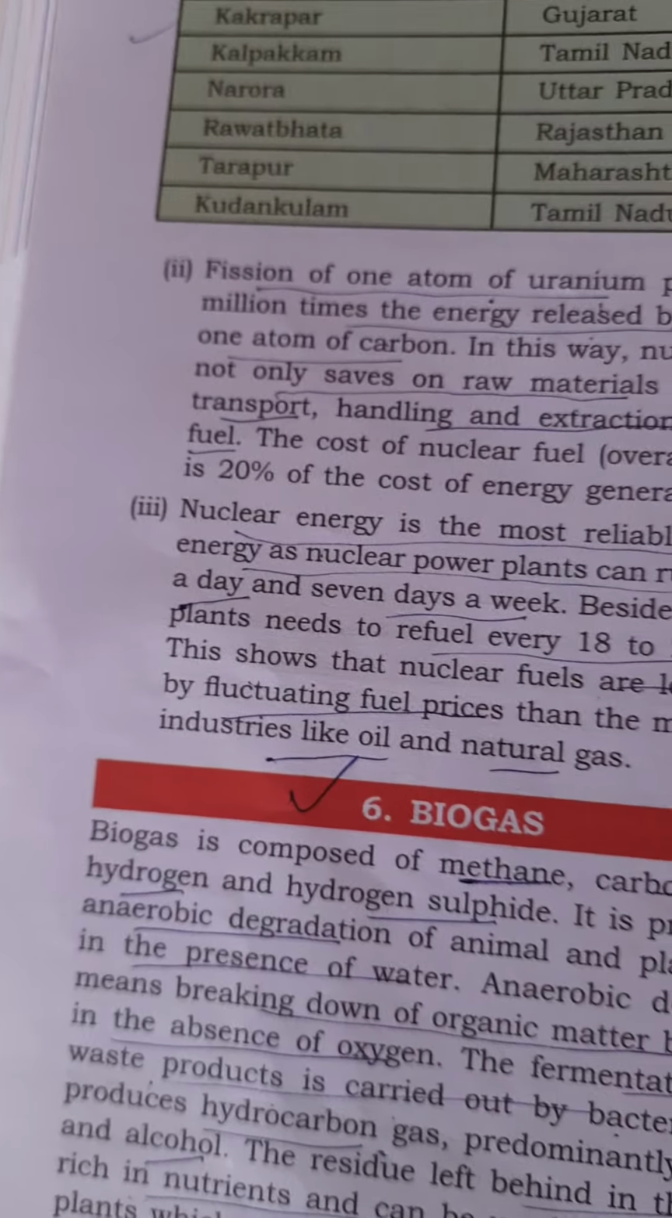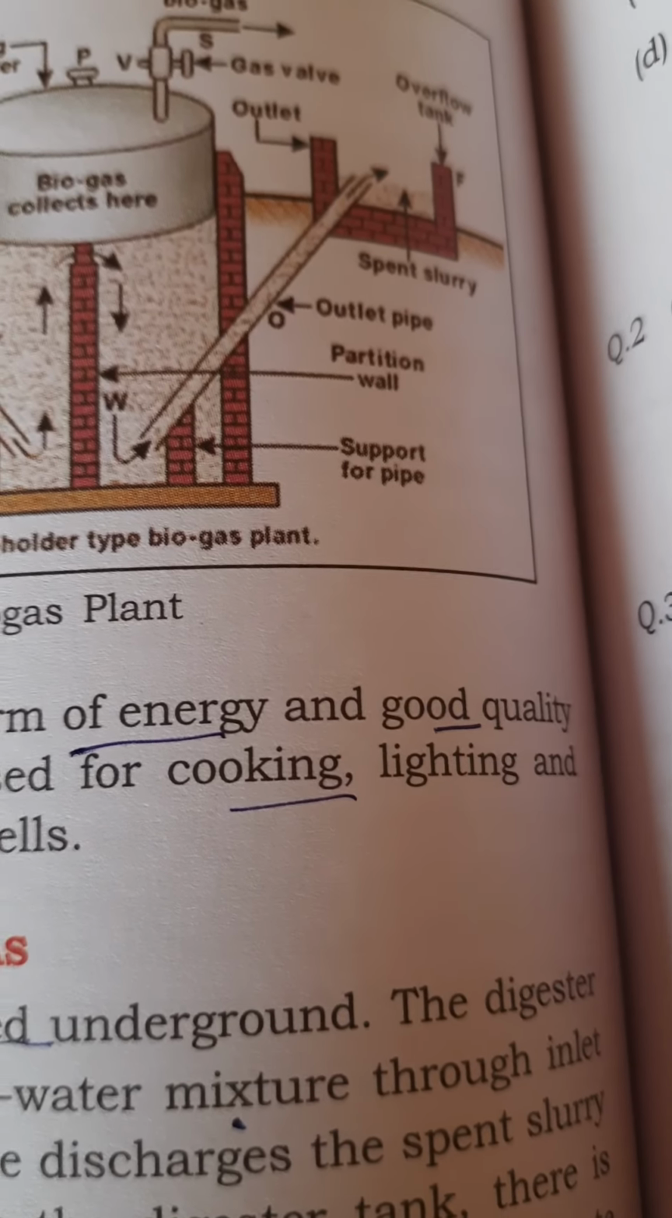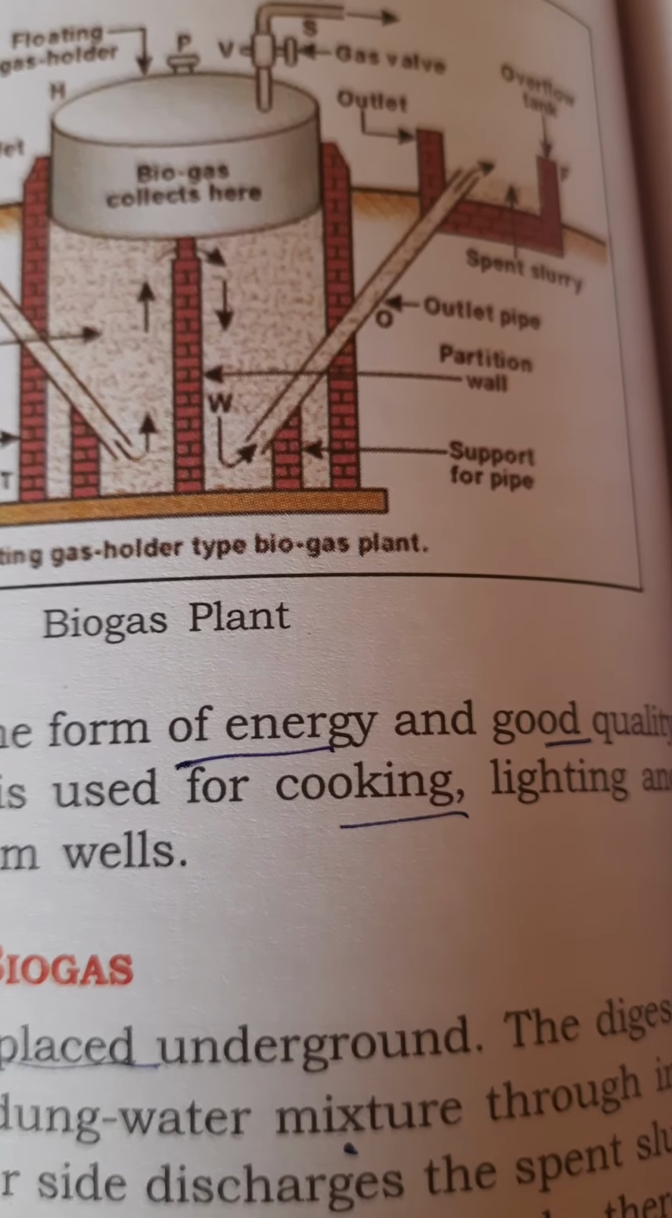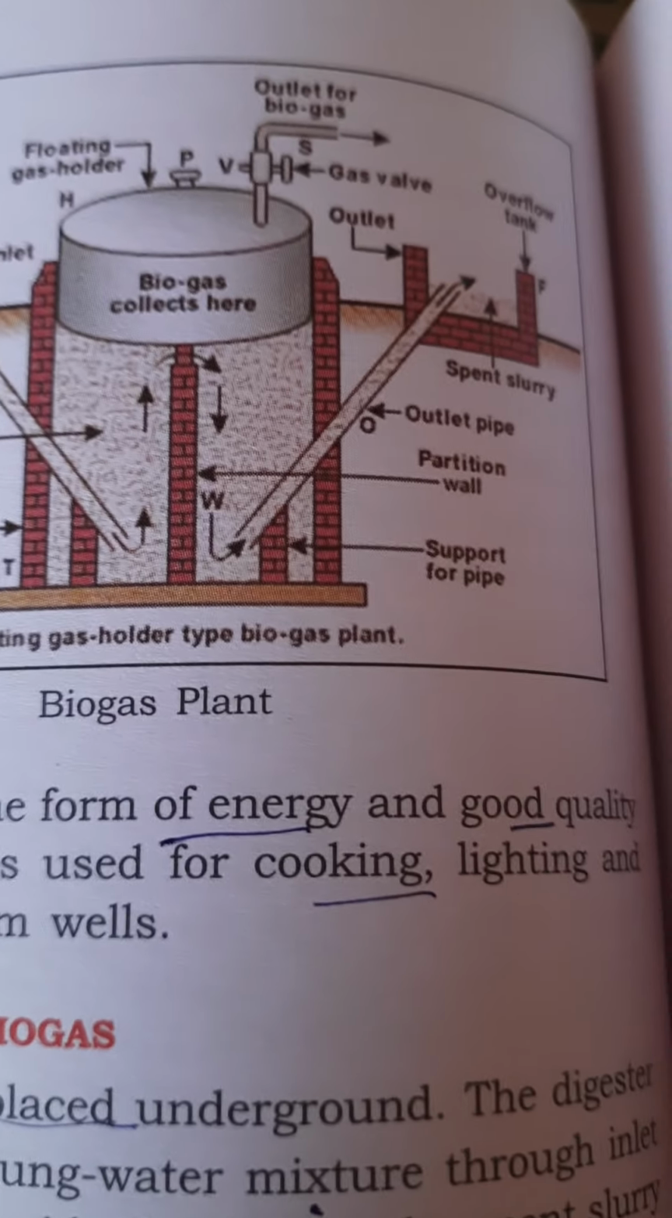Now the last type of non-conventional source of energy is biogas. It is composed of methane, carbon dioxide, hydrogen, and hydrogen sulfide. Now, this biogas is produced by anaerobic degradation of animal and plant waste in the presence of water.